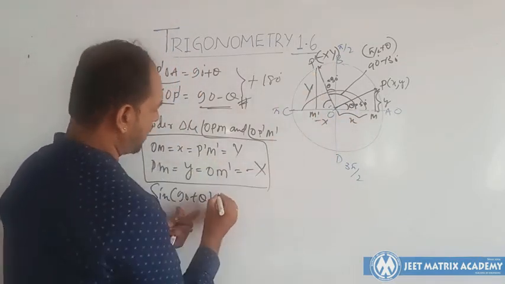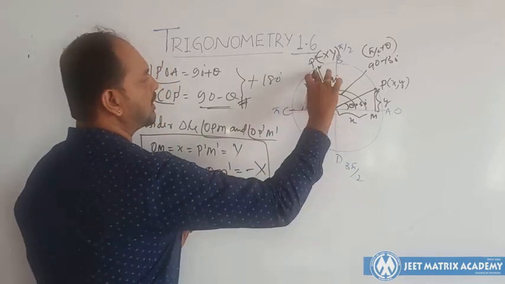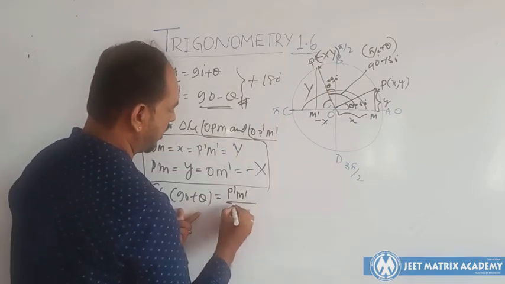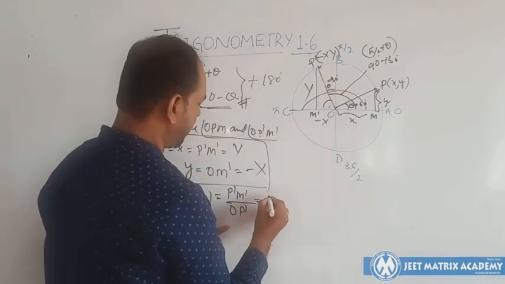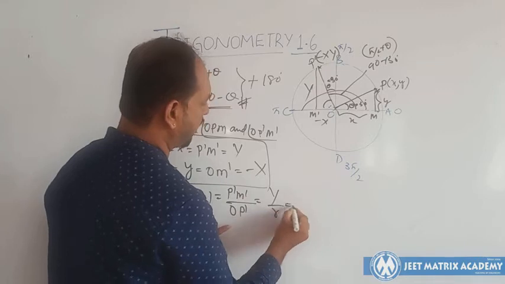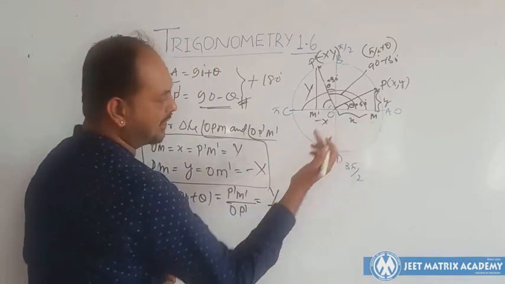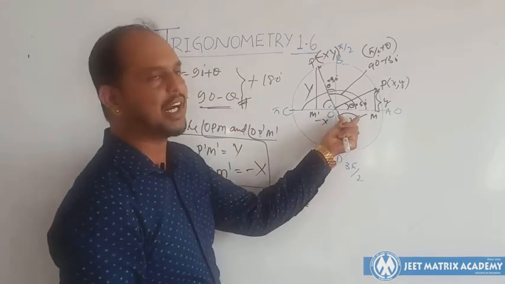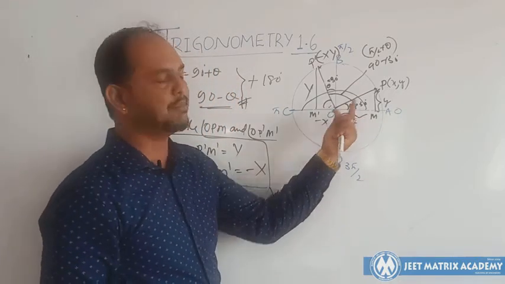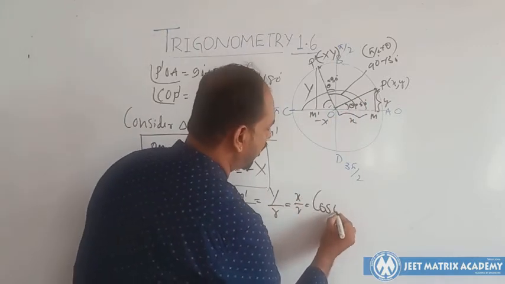So how do you define this? That is P'M', opposite side by hypotenuse, that is OP'. What is my P'M'? That is capital Y by R. What is my capital Y? That is equal to small y in the first quadrant, so that is small y by R. What is small y by R in the first quadrant? Adjacent side by hypotenuse. What is adjacent by hypotenuse? That will be cos theta.